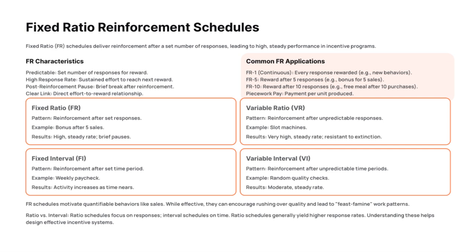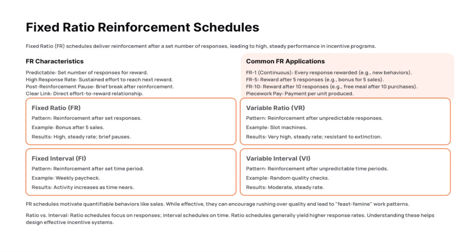When we talk about variable ratio schedules, these reinforce responses after a set but unpredictable number of responses. Think of earning a bonus after 5 sales. This creates high, steady response rates with brief pauses, which makes it very effective for maintaining motivation. Fixed ratio schedules, such as FR1, reward every response, useful for establishing new behaviors. FR5 rewards after 5 responses, and FR10 after 10 responses, like free meals after 10 purchases.